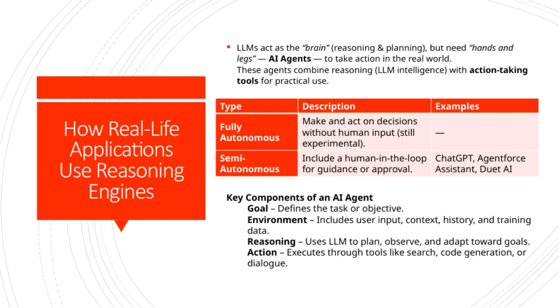At the core, LLMs serve as the brain, handling reasoning and planning, while the hands and legs of the AI agent are the tools that allow it to take real-world actions. These combined capabilities enable AI agents to be practical and effective in real-life applications. Finally, you can see how reasoning engines are fundamental in these applications, helping AI agents navigate complex tasks and environments, ultimately making them more useful and versatile in real-world scenarios.